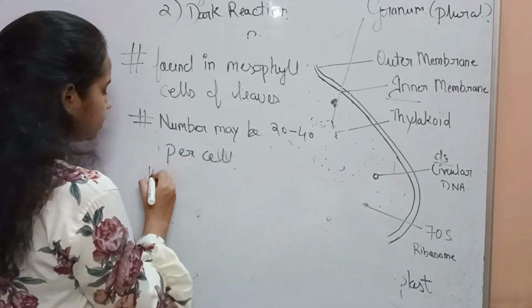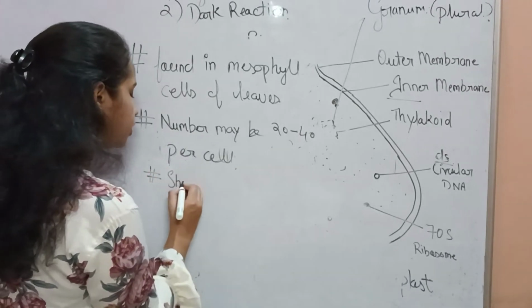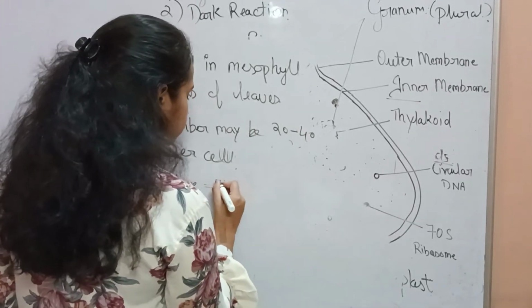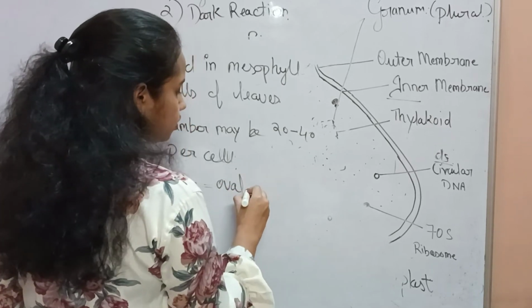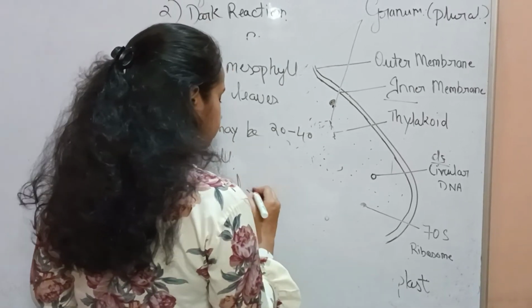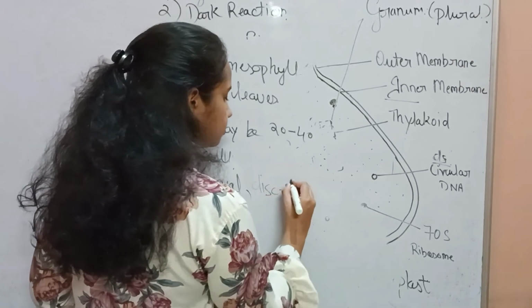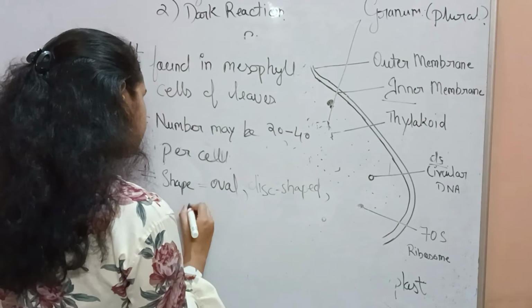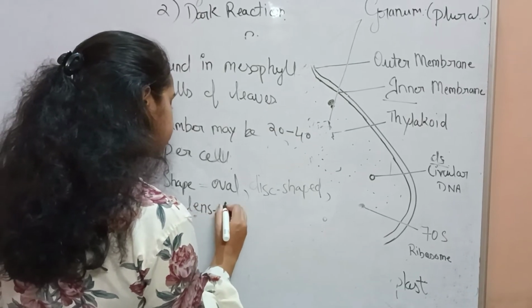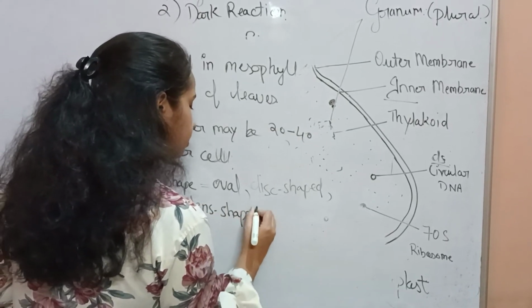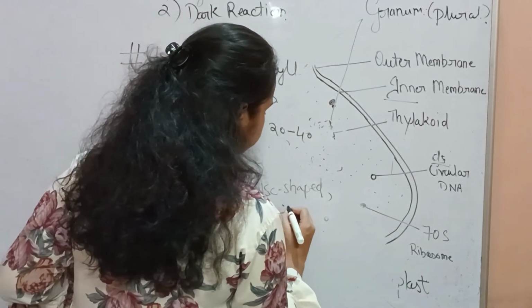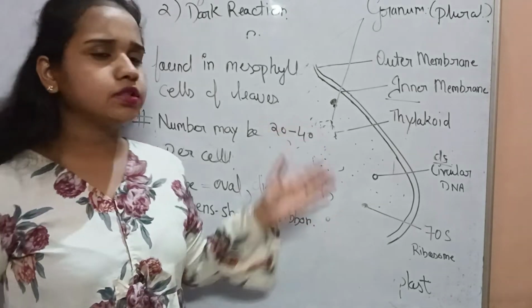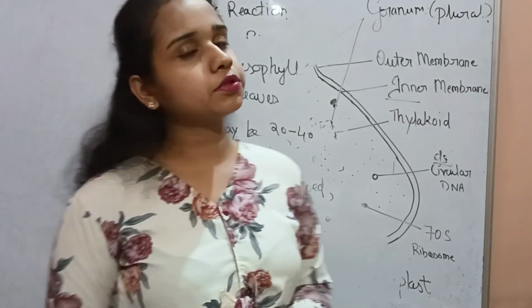Next is the shape of a chloroplast. It can be oval, disc shaped, lens shaped, or it could be ribbon like in nature. So these are a few other points about the chloroplast.